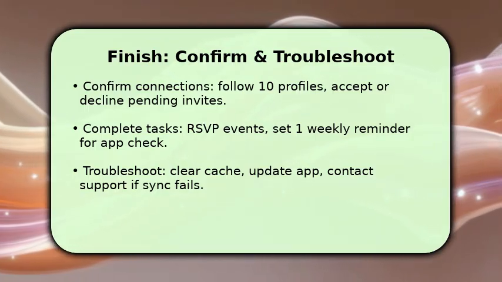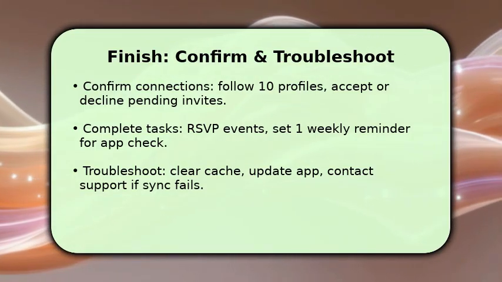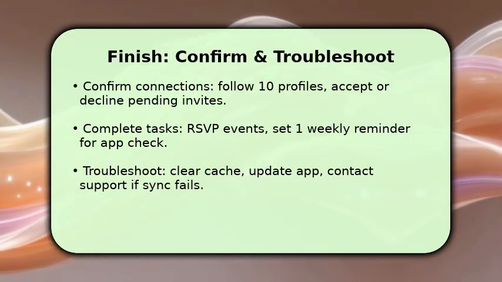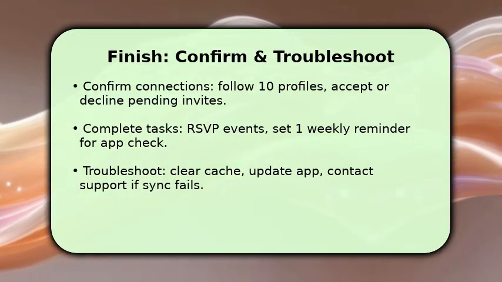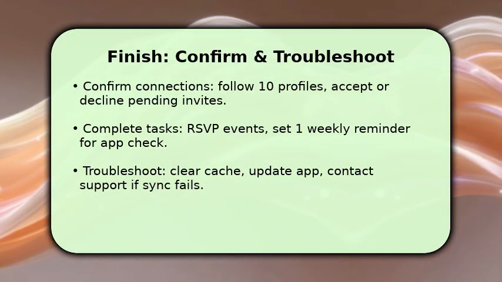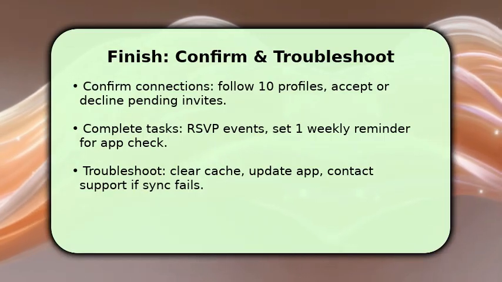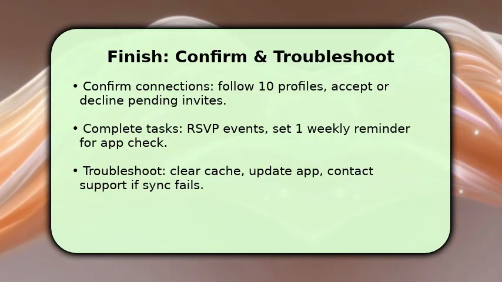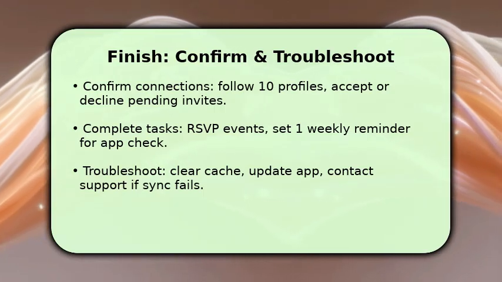messages and updates. If something goes wrong, like missing messages or sync issues, clear the app cache, ensure you're on the latest version, and restart the device. If problems persist, contact support with a screenshot and describe the steps you took so they can diagnose quickly.